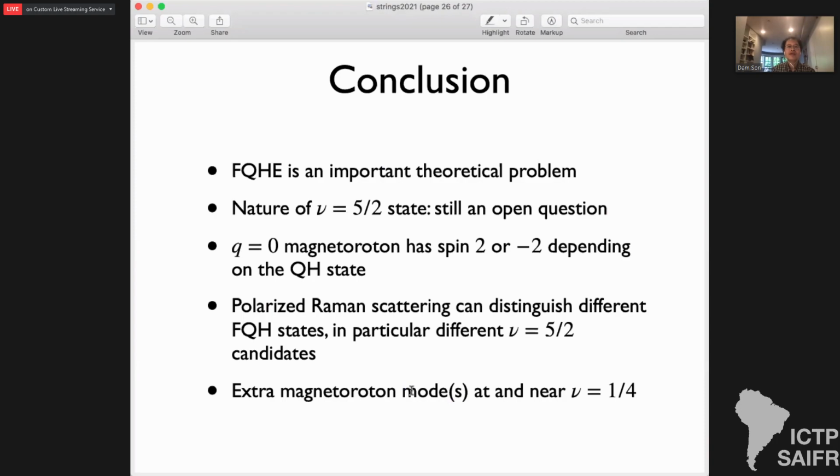In particular, I have highlighted the fact that polarized Raman scattering should be able to be used to distinguish different quantum Hall states, in particular different candidates for the 5/2 state.